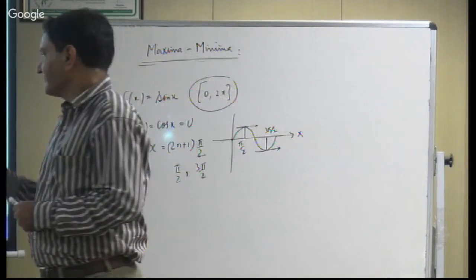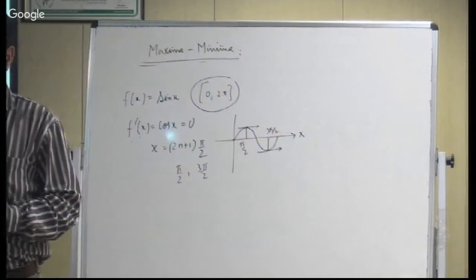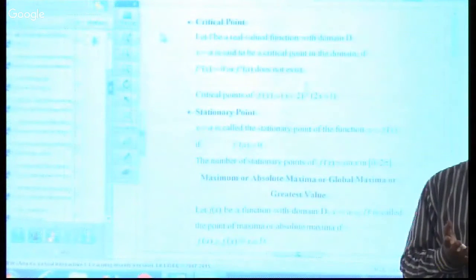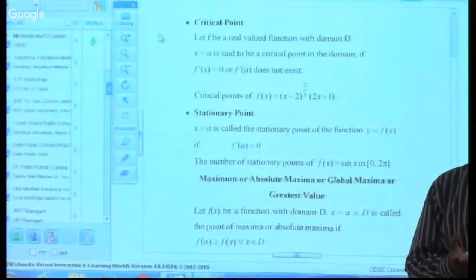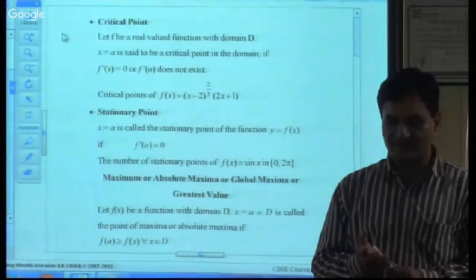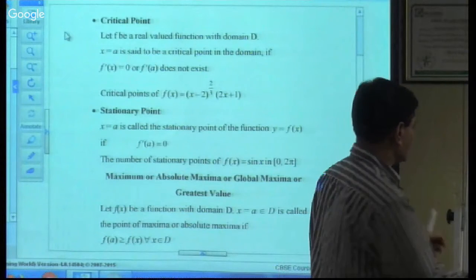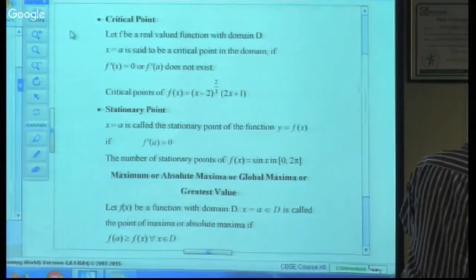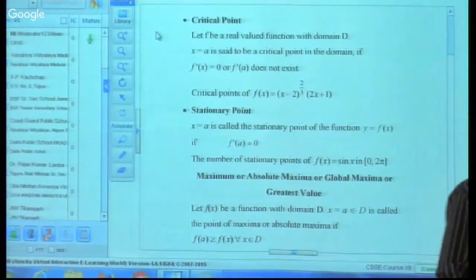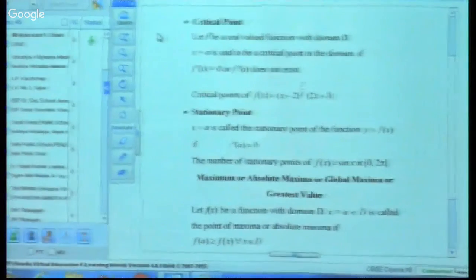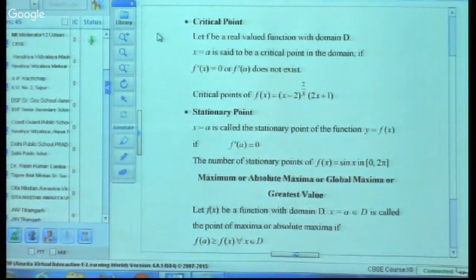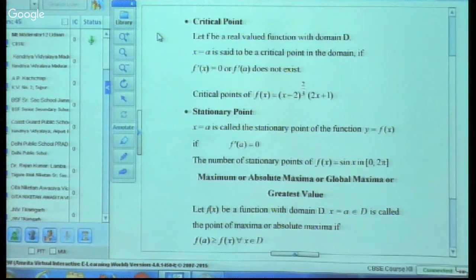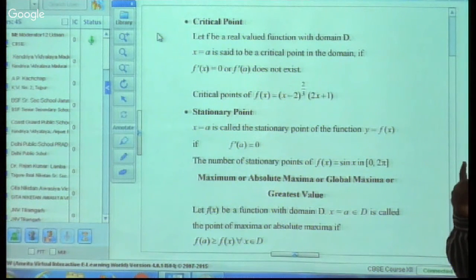Next is absolute maxima. It is also known as global maxima or the greatest value. Now, what is the difference between the absolute maximum and the local maximum? A local maxima may not be a point of absolute maximum.